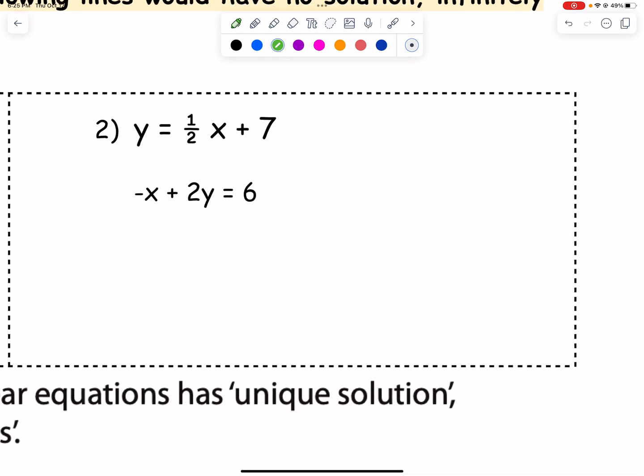y equals 1/2 x plus 7, and then let's solve this second equation for y. So I have negative x. I need to move it. So I'm going to add, since that's the inverse of subtracting. Then that will go away, and I have 2y equals x plus 6. Then I have 2y, so it's multiplying the y, so I need to divide, because that's the inverse of multiplying. And I get y equals 1/2 x plus 3.